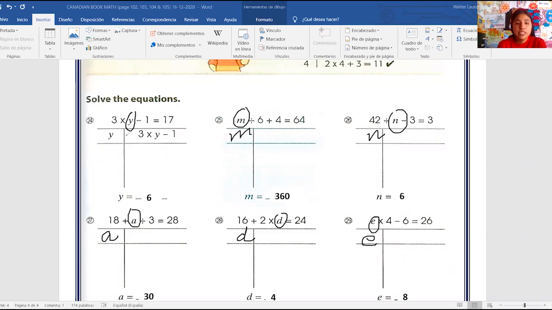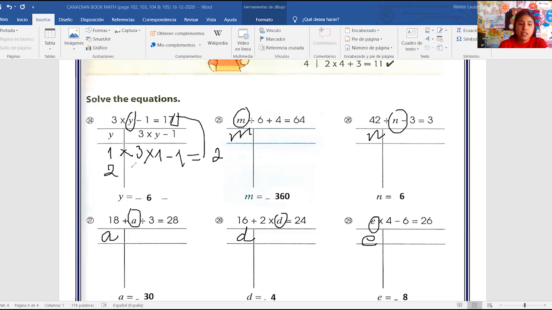Okay, so in this case, we are going to replace in the equation. If we give 1 as a value, it's going to be like this, no? 3 times 1 minus 1. And we need to get what number? 17. Okay. 3 times 1, 3 minus 1, 2. Is 17? No, that's wrong.